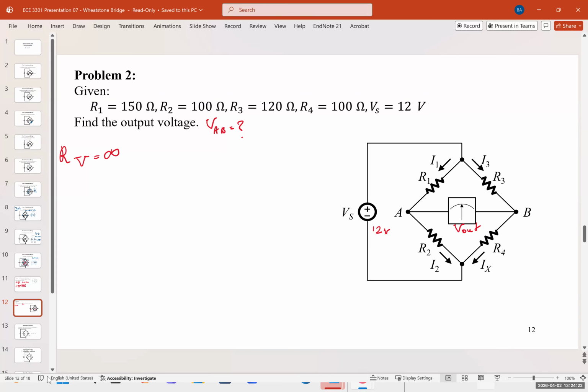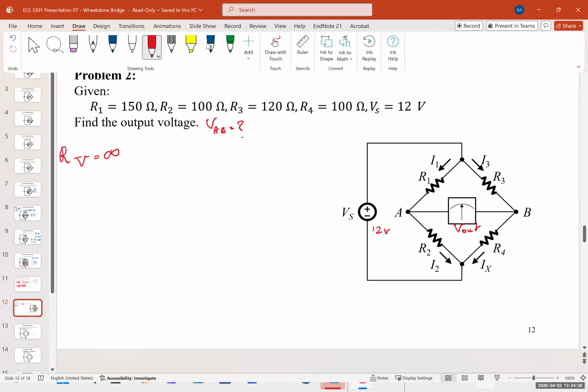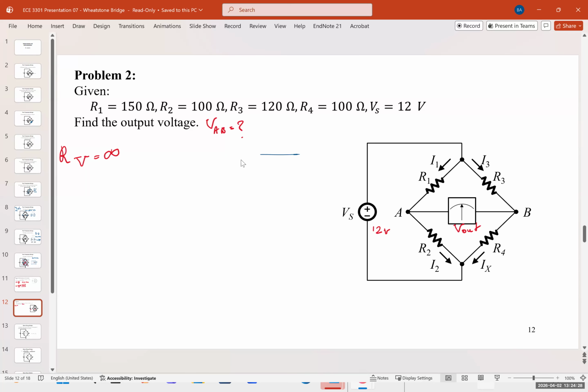Okay. Do you want me to solve it? To make it easier, can I draw it like this? And this is my voltmeter. This is R1, R3, R2, and R4. Can I draw it like this? Yes.